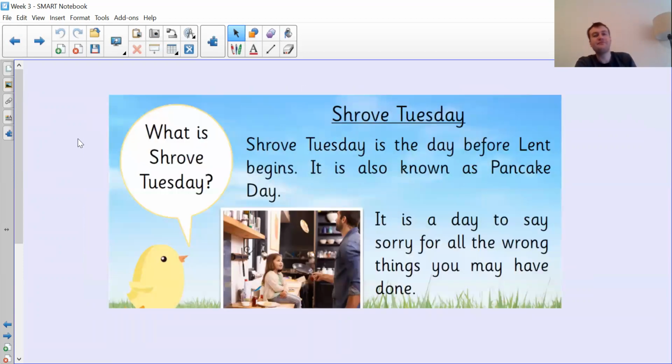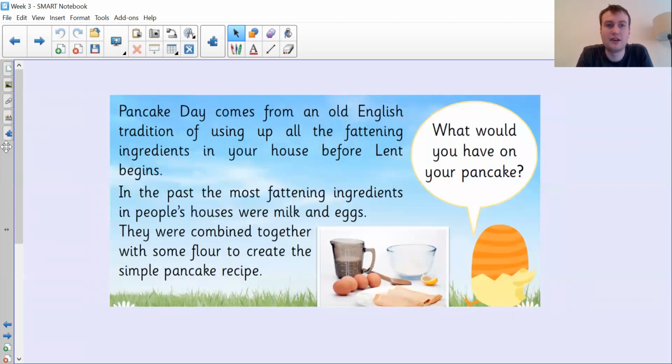All right, so Shrove Tuesday. We talked about Ash Wednesday, which is the start of Lent. Shrove Tuesday is the day before it. So this is the day before Lent begins, and it is also known as Pancake Day. I'm sure a lot of us have had pancakes on Pancake Day because, don't we just love a pancake? It's a day to say sorry for all the wrong things you may have done. It's a day to eat a lot of pancakes. Fill yourself up before you then give something up for Lent.